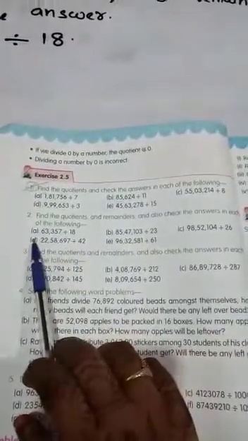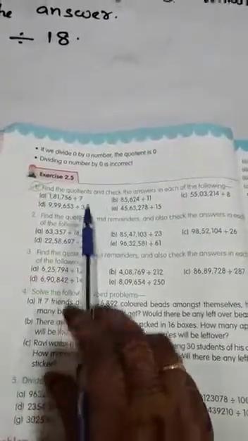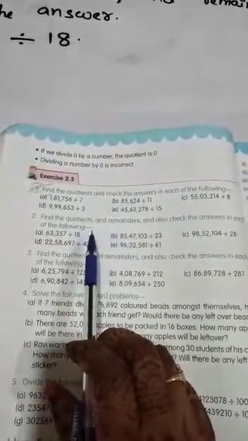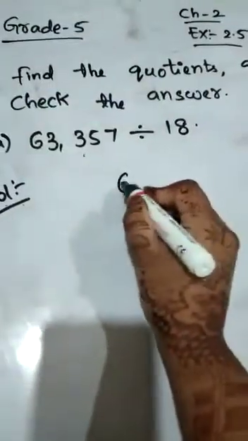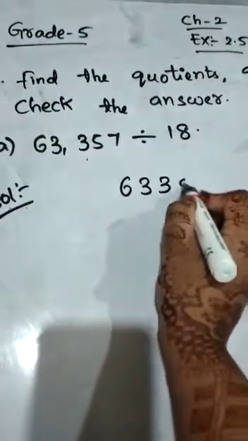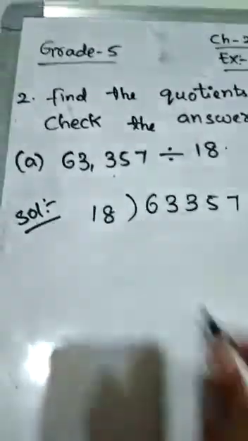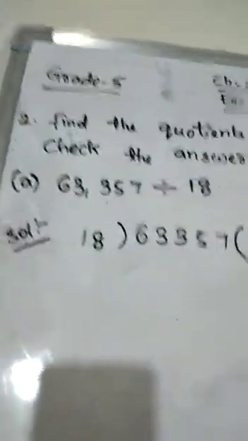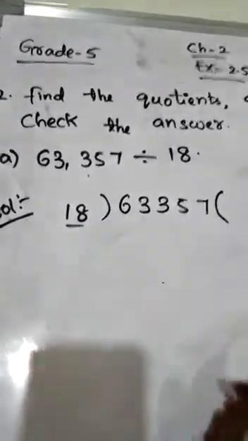What is the first question they have given? 63,357 divided by 18. Here they have given a one digit, here they have given a two digit number. So we have to solve. Let us start the solution. How do we have to solve this? 63,357 divided by 18. With the 18 table we have to solve this.